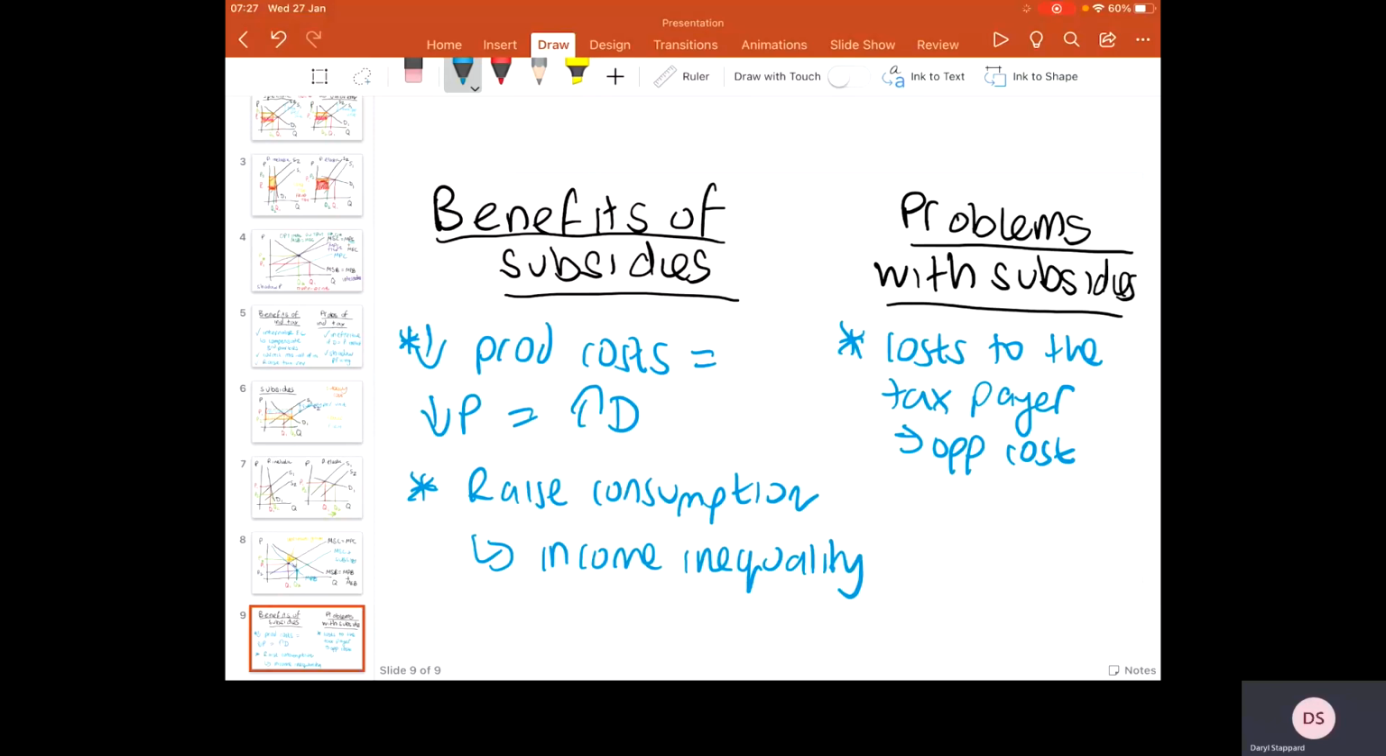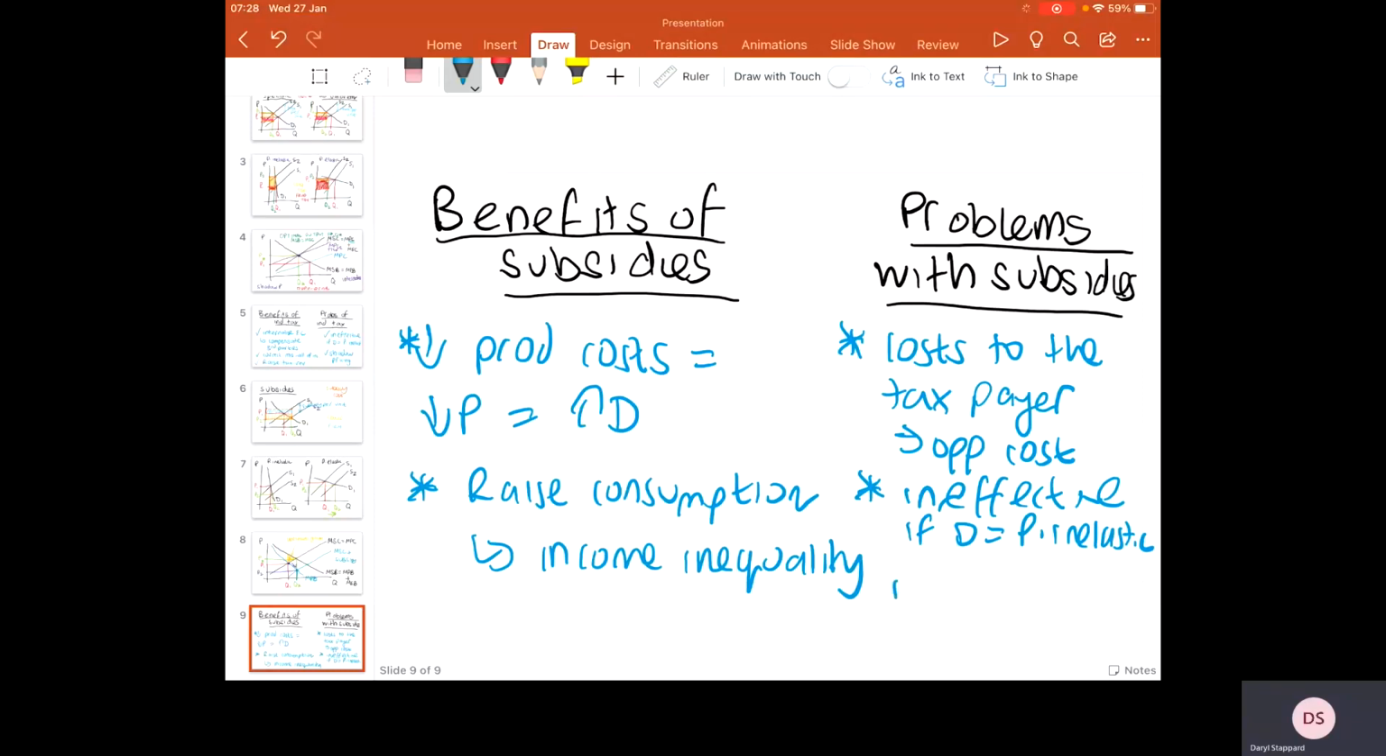Now, we've also got the problem that it's ineffective if the demand is price inelastic. Now, it's good at lowering prices, so it still will help people from lower income backgrounds to buy these products. But if the overall goal was to significantly raise consumption, it won't have that impact if demand is inelastic. The firm will just benefit from and absorb most of that subsidy.